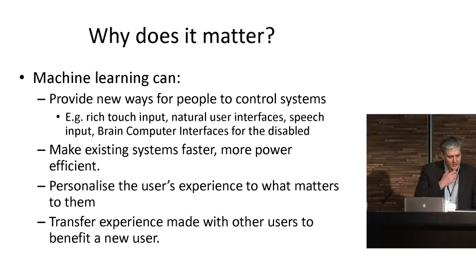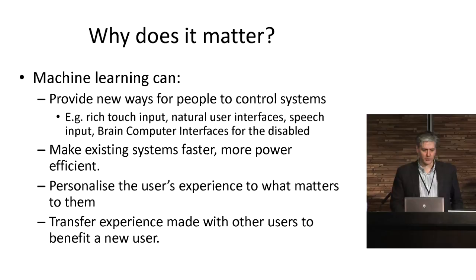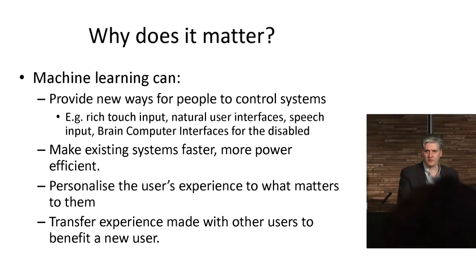Okay, so why does this matter? Well, machine learning can give people new ways of controlling systems. We can have new sensor systems, rich touch input, so-called natural user interfaces, where you maybe use something like Microsoft's Kinect, a vision-based system. You can use speech input, unless you're Glaswegian, and then the speech systems don't understand you.